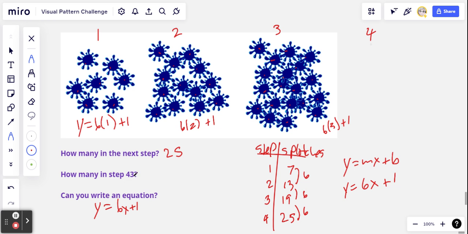And if we want to calculate the number in step 43, we're just going to take that 43 and put it in for x. So y equals 6 times 43 plus 1. So what is 6 times 43? Well, 6 times 40 is 240, and 6 times 3 is 18. And then we're going to add one more for this 1 here. So all of that is 259. So there are 259 paint splotches in step 43.